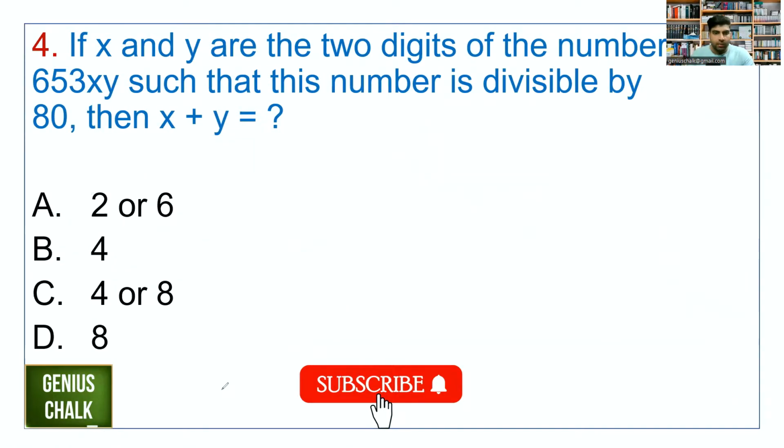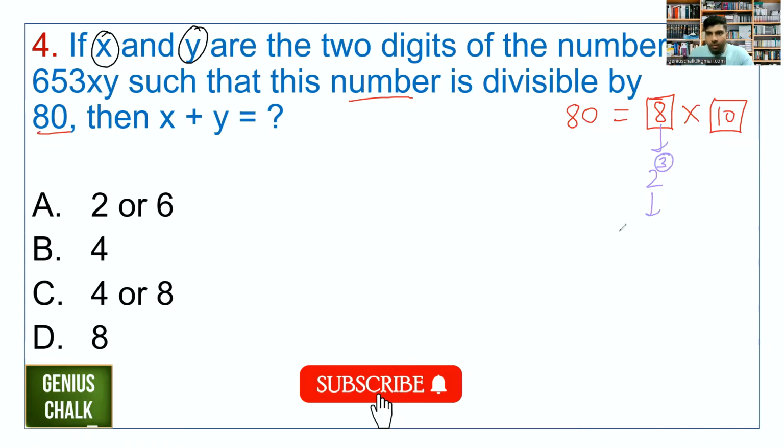So the next question is, if x and y are the two digits of a number and the number is 653xy, such that this number is divisible by 80. See, 80 is a composite number which can be further broken as 8 into 10. So we need to check the number is divisible by 8, and we need to check the number is divisible by 10. For a number to be divisible by 8, we know that 8 is nothing but 2 to the power 3. That means the last 3 digits of any number, if they are divisible by 8, then the number is divisible by 8.